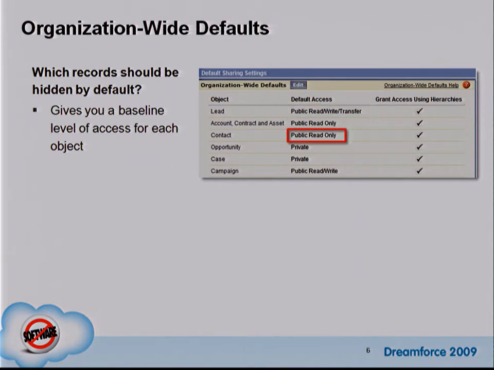If we take a look at the example of contacts, we've set contacts as public read-only. Public read-only means that people can view all contact data, but they can only edit it if they own the contact record.